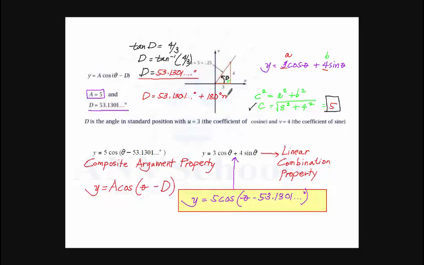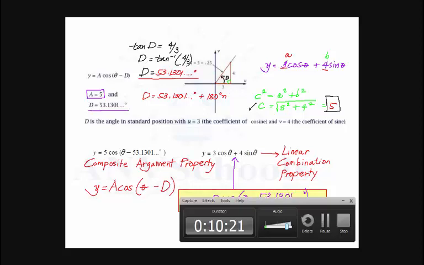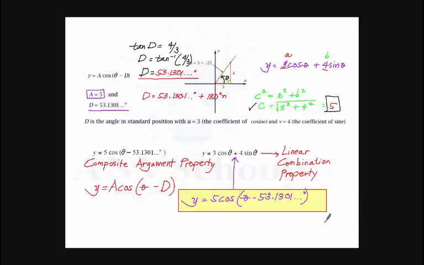Therefore, we found D, which is the phase displacement, and also the A, which is 5. So we could now find an equation fit using the composite argument property. And we did this by writing y is equal to 5 cosine theta minus 53.1301 degrees. Okay?